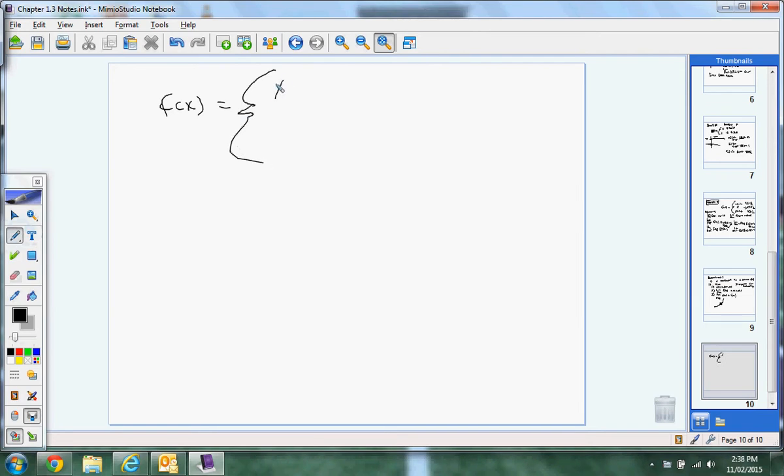Okay, so x squared plus 1, x less than 0; 0, at x equals 0; and x squared minus 1, x greater than 0.